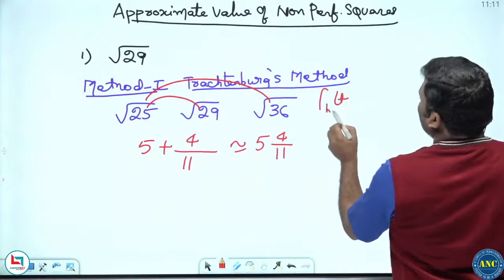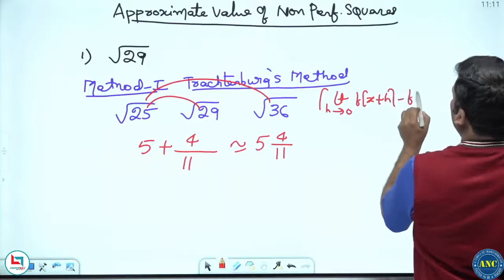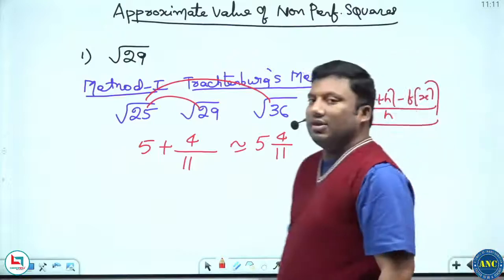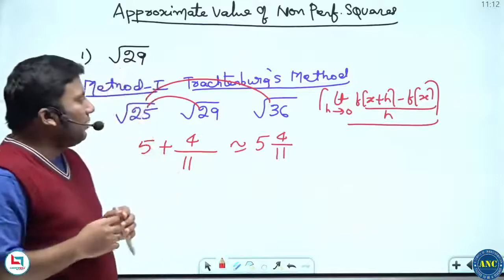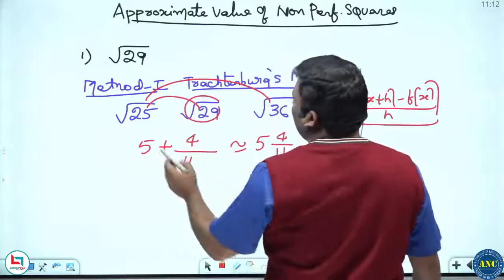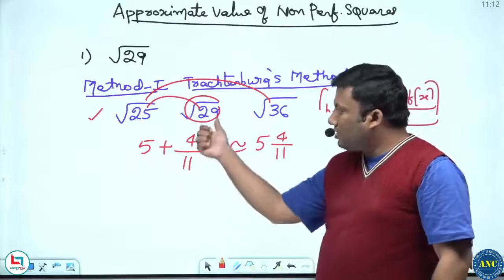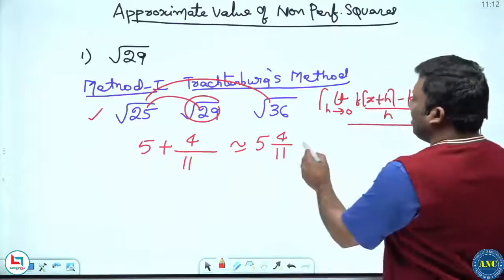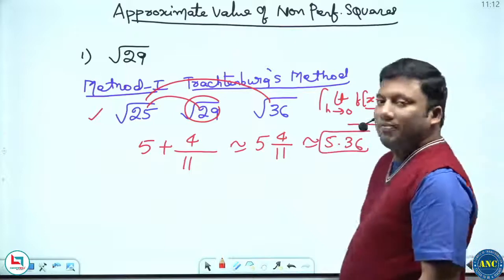This concept came from the limit as h tends to 0 of f of x plus h minus f of x, by h. From these limits, he has given this proof. You can download Trachtenberg's book of speed mathematics and you will get this approach. Square root of 29 lies between root of 25 and root of 36, so 5 plus 4 by 11. 4 by 11 is approximately 0.36, close to 5.36. This is one method.